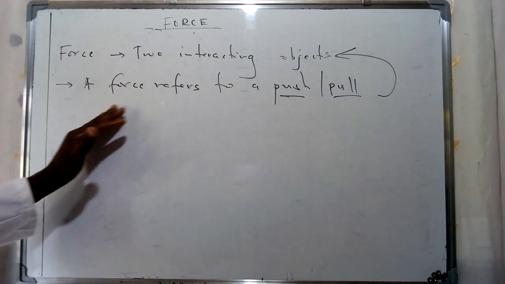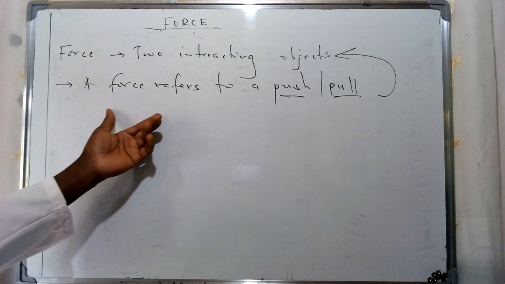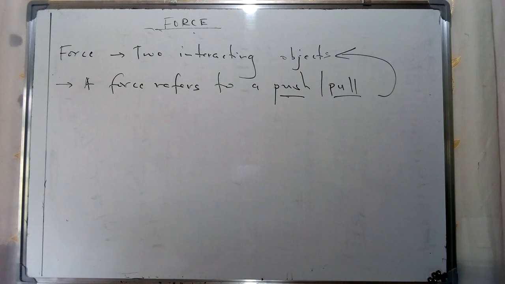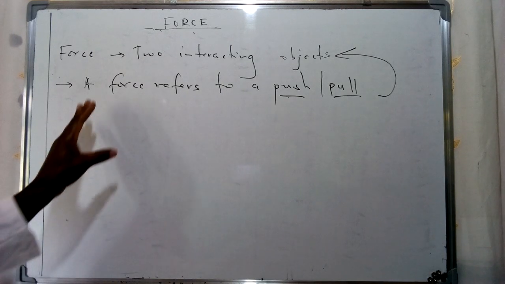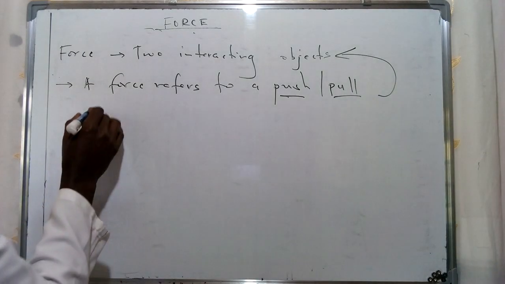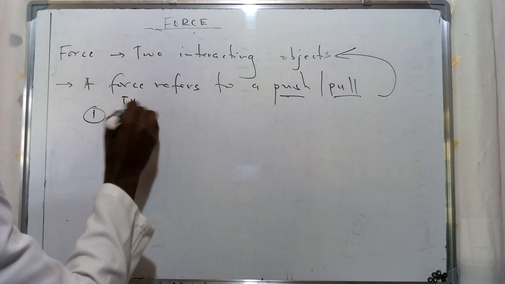So we can define a force as a push or a pull upon an object resulting from the interaction of the object with another one. Whenever there is an interaction between two objects, there is a concept of a force, and a force is a result of this specific interaction. Now we can categorize these forces into two broader categories.